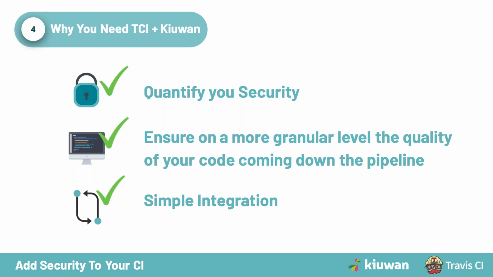So the first challenge we mentioned was keeping pace with innovation. And so with Travis CI and Kiuwan, users can really improve the efficiency of their development process and increase the level of agility that their organization can achieve. Travis CI is very easy to use. It's incredibly flexible and very user-friendly.